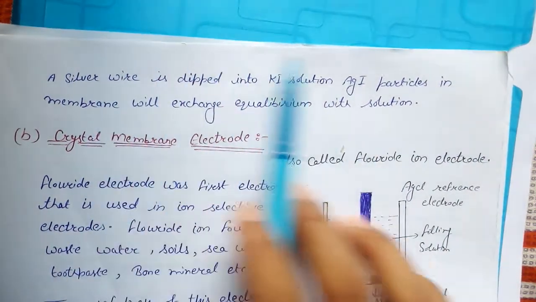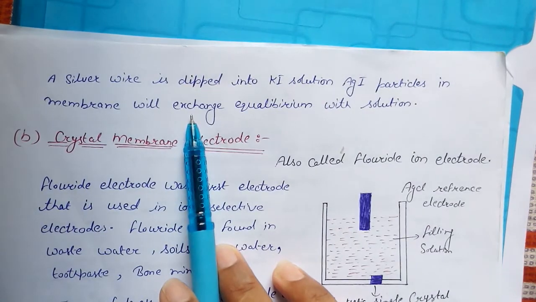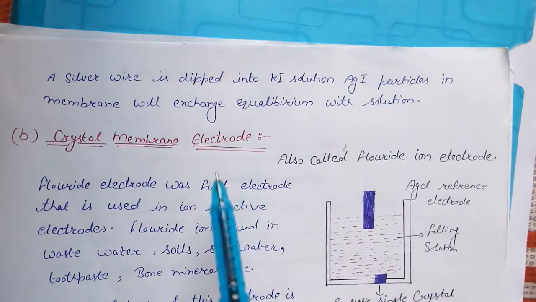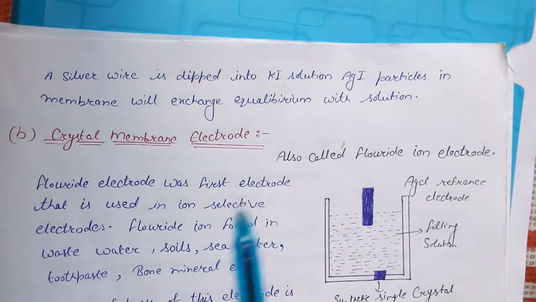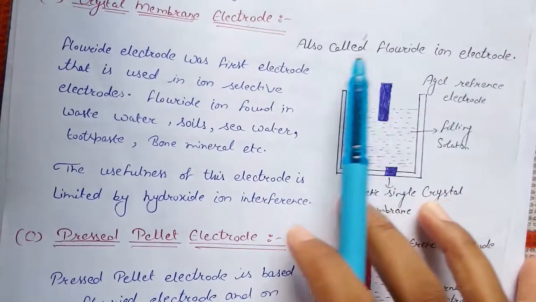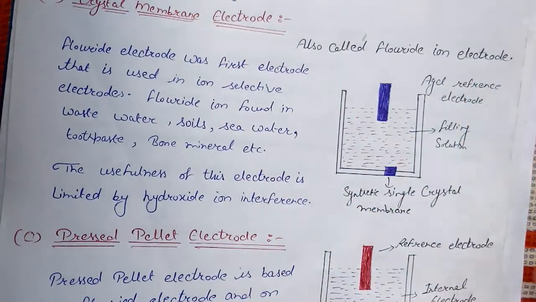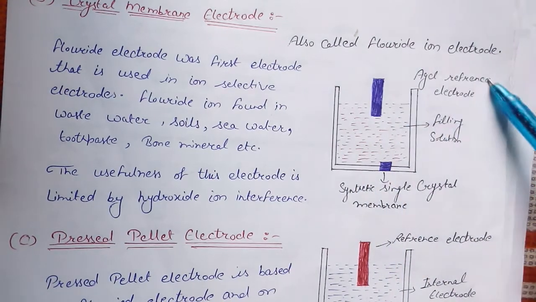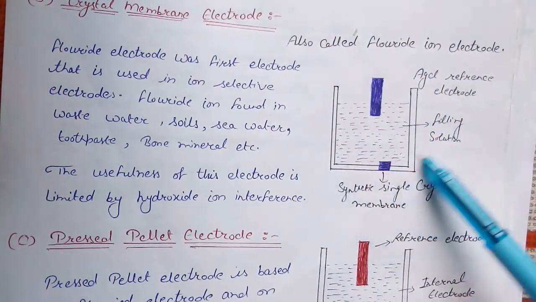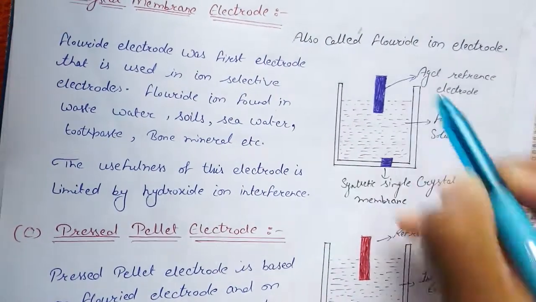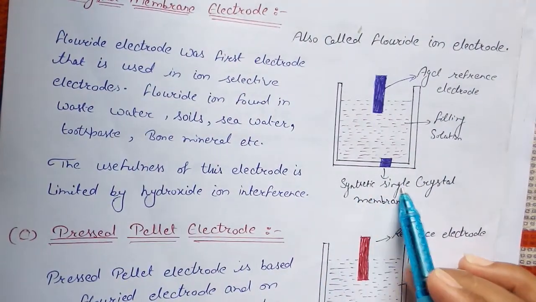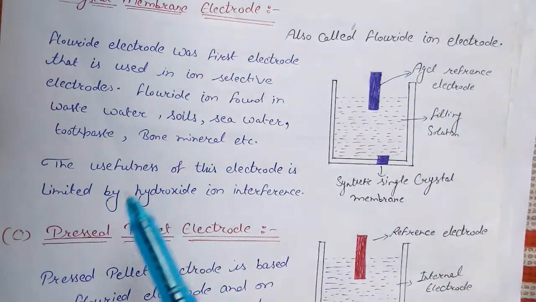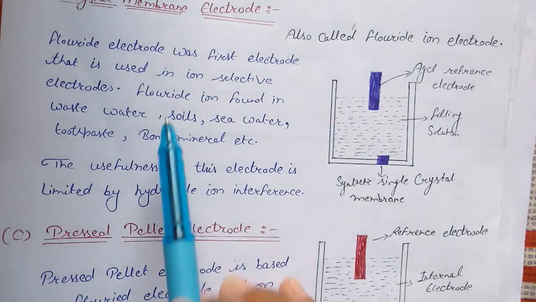This is about the precipitate electrode, right? That we use potassium iodide and silver iodide particles. Next one is the crystal membrane electrode, which is also called the fluoride ion electrode. This is the diagram of it: there is a silver chloride reference electrode. This is our filling solution, and this is the reference electrode, and this is our synthetic single crystal membrane which is at the bottom, just like the first solid state electrode, right?